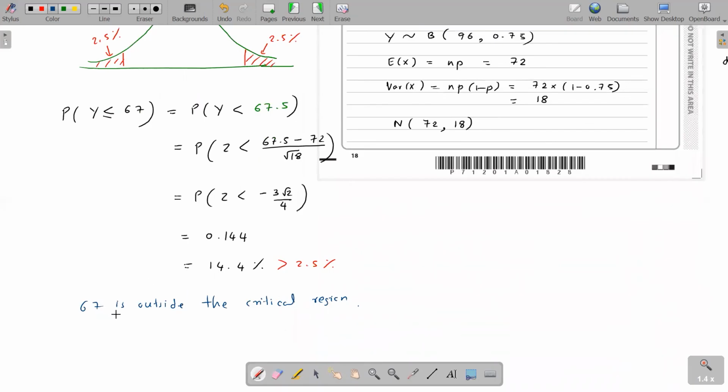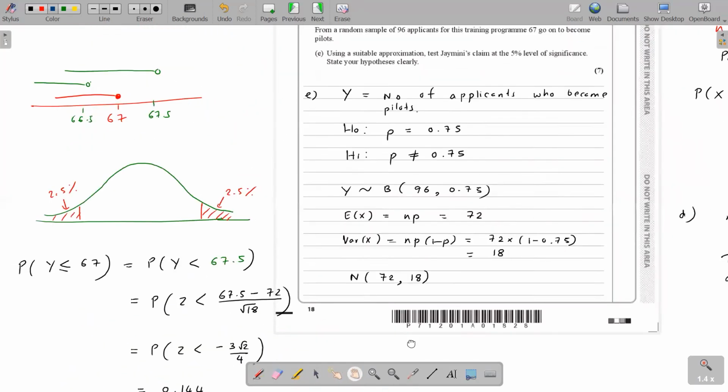Insufficient evidence to reject H0. There is insufficient evidence to reject H0. So thereby, you definitely need to give a statement regarding the question, with respect to the question.